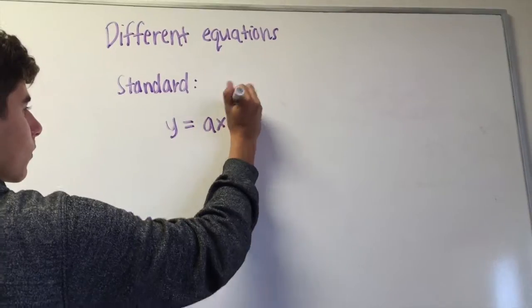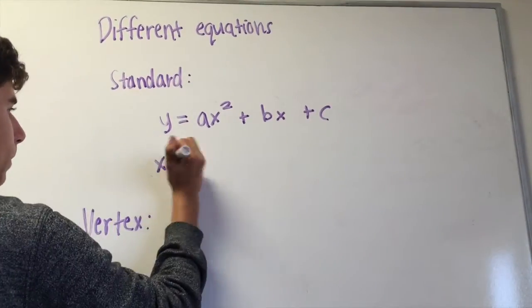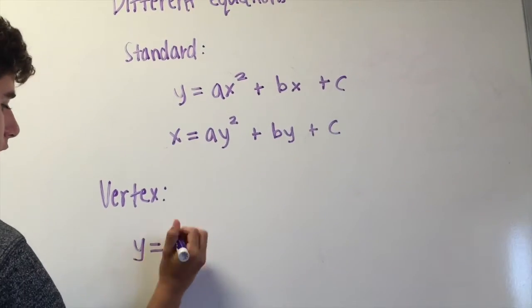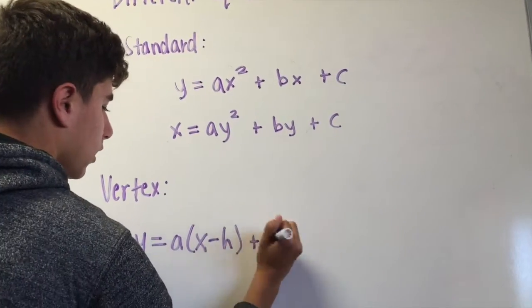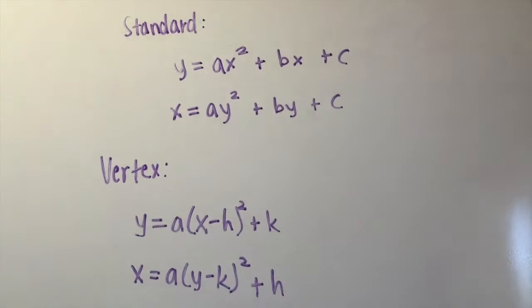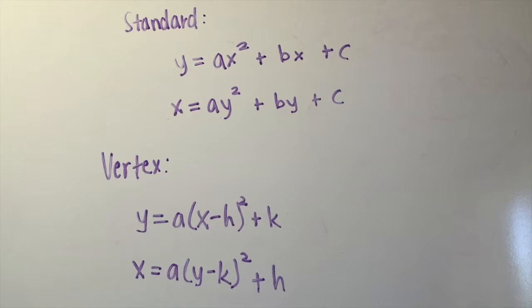There are different forms of the equation of a parabola. Right now we are looking at the standard form and vertex form. In standard form, y equals ax squared plus bx plus c. If the a value is negative, then the parabola opens downwards. If the y value is squared, then the parabola opens to the side. In vertex form, y equals a(x minus h) squared plus k.